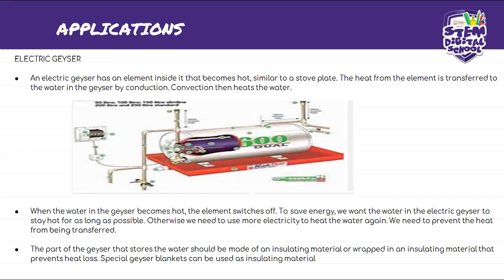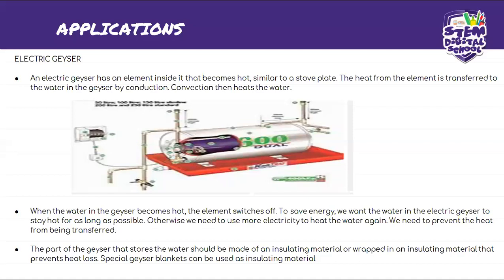When the metal starts heating up, the water will become hot by convection. And you know convection is the transfer of what? Heat through liquids and water. Okay. Now, when the water in the geyser becomes hot, the element switches off. To save energy, we want the water in the electric geyser to stay hot for as long as possible. Otherwise, we need to use more electricity to heat the water again. We need to prevent the heat from being transferred.